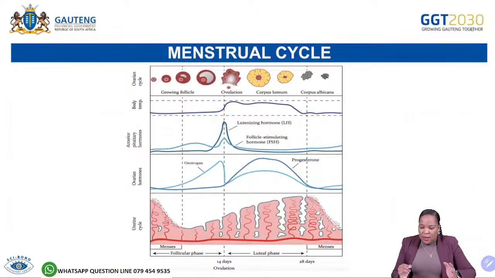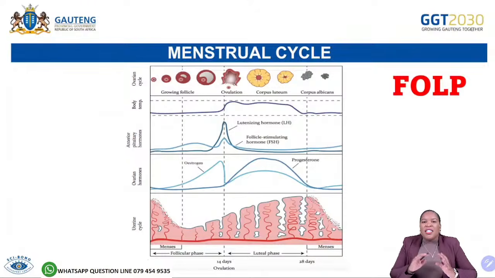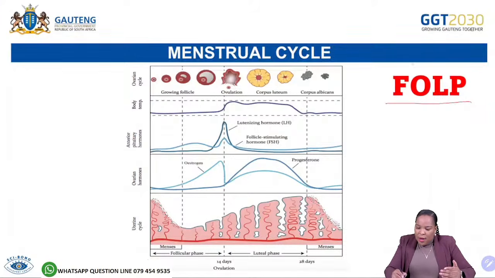Now let us take a look at this beautiful, simple way to remember the roles of the hormones during the menstrual cycle. You can use this acronym here, FOLP. FOLP will help you to remember the sequence of the hormones as they come. So the first hormone is your F from your FOLP. What does F stand for? Your F is going to stand for FSH, follicle stimulating hormone.